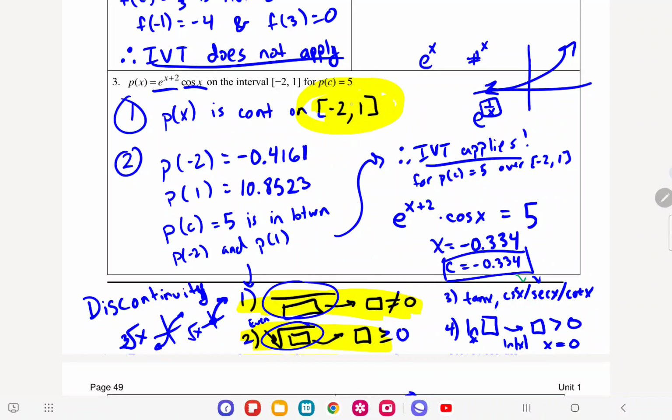So we would have p of x is continuous. P of negative 2, I got the decimal negative 0.4161. P of 1, I got 10.8523. And p of c is equal to 5. That's what they're looking for, in between those two points. So then we would say, therefore, IVT does apply. And if we want to solve this, we would set the equation e to the x plus 2 times cosine of x equal to 5.